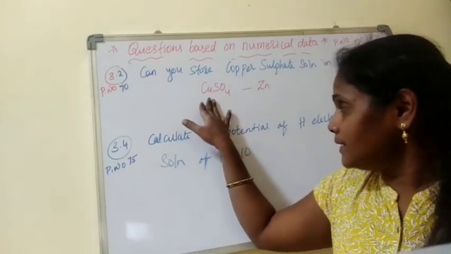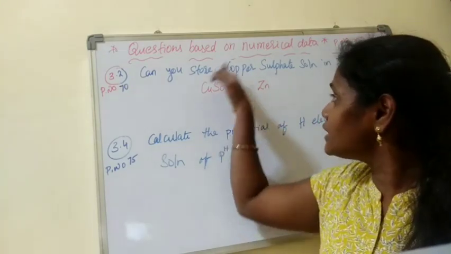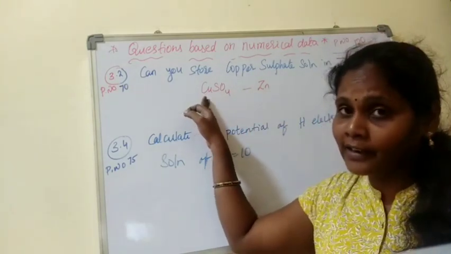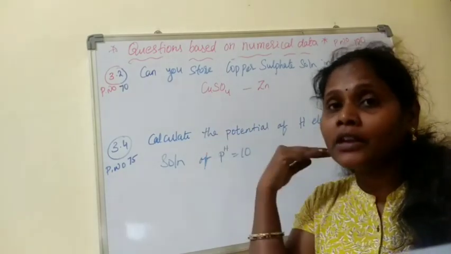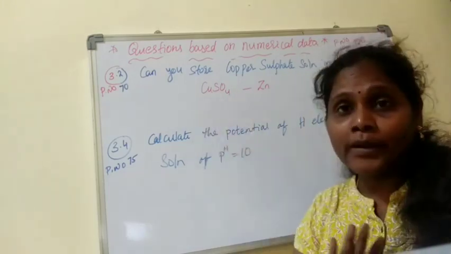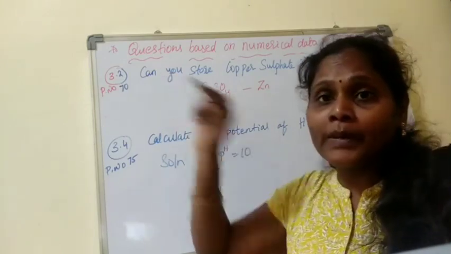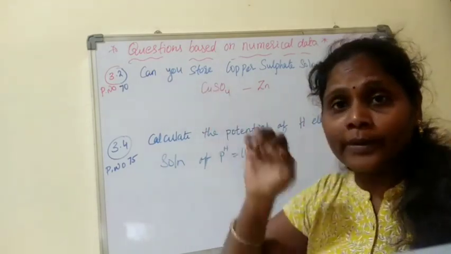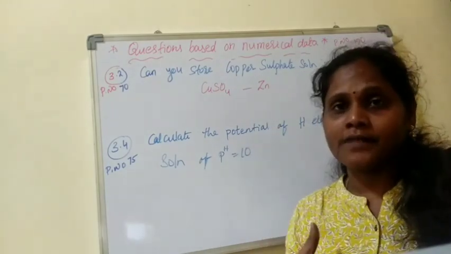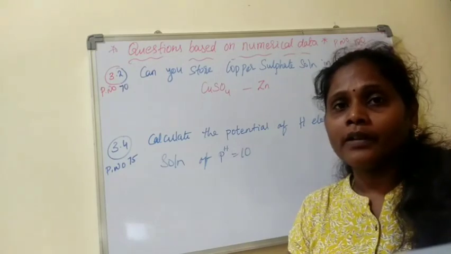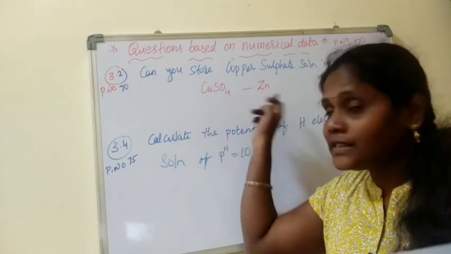Because I know that here zinc oxidizes faster and zinc gives electrons more readily than copper. Between those two metals, copper doesn't give electrons as fast. Zinc is more reactive than copper, I mean to say. Therefore copper plus 2 is converting into copper, whereas zinc is converting into zinc plus 2. Therefore it displaces. We say that zinc displaces the copper. Therefore, we cannot store copper sulfate in zinc.